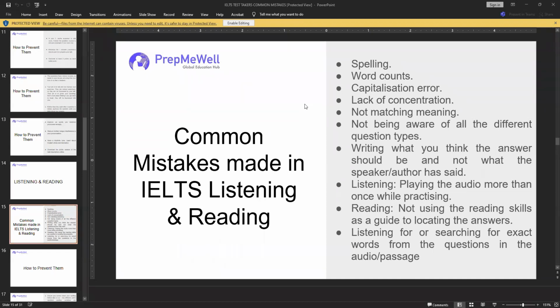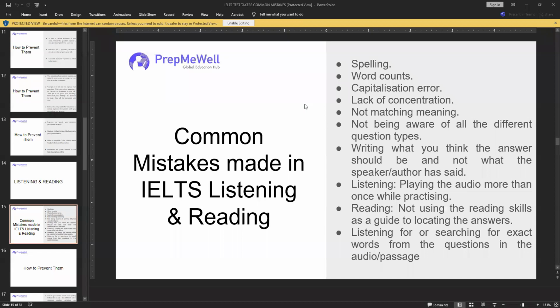Then I have it, writing what you think the answer should be. I think I already said this when I was telling us about locate and location. So don't write what you think the answer should be. Write what the speaker or the writer has written in the passage. That is what your answer should be. And don't bring in outside knowledge. You might be lucky to get a passage on a topic that you are very familiar with. Don't bring your idea into the passage, just focus on the information given to you in the passage.